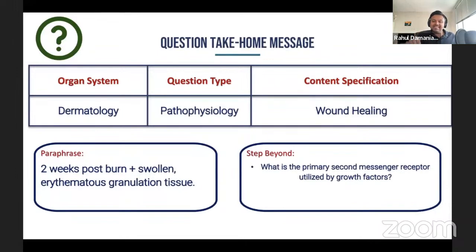What is the primary second messenger receptor utilized by growth factors? What do you think is the second messenger system that growth factors use? Go ahead and type that into the chat.